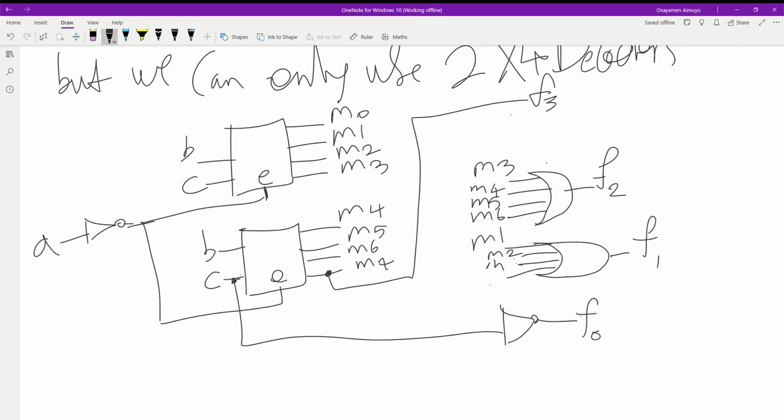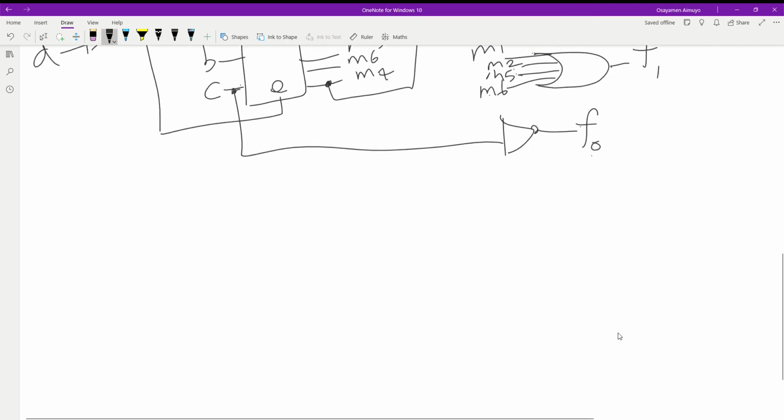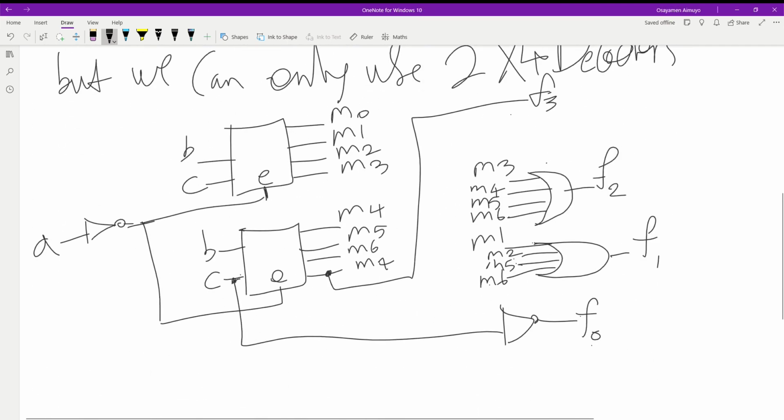Okay, it's raining heavily at my location. That's why I lost internet. And internet is back. Okay. Now let's continue.